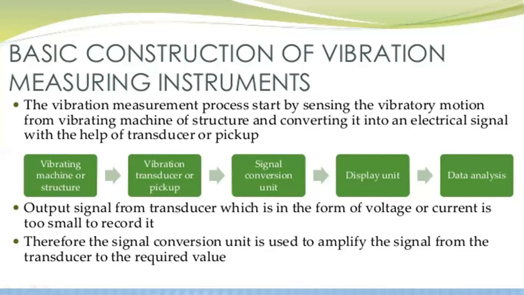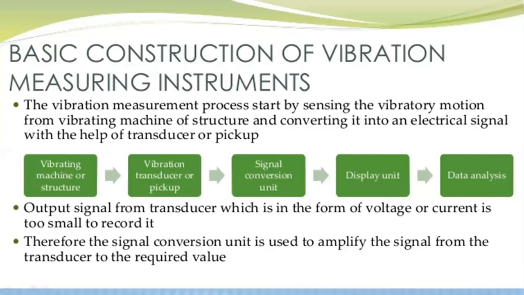And next one, data analysis. In the data analysis, we can calculate the measured values, and we can measure how much vibration is occurring on the device by using this data analysis. The output signal from the transducer, which is in the form of voltage or current, is too small to record. The vibrating machine develops a voltage or current too small to record. So a small amount of voltage is developed in the vibration transducer in the pickup setup.